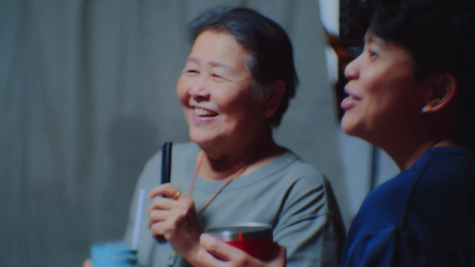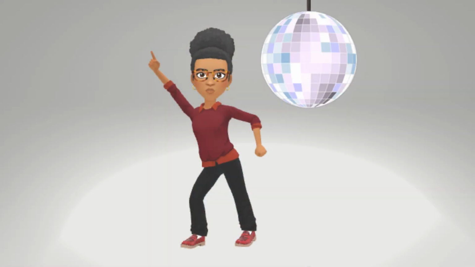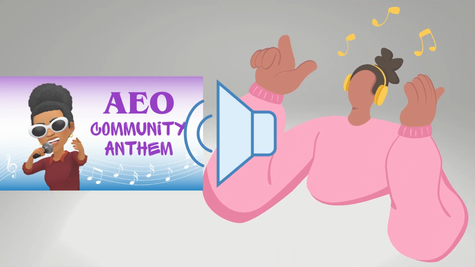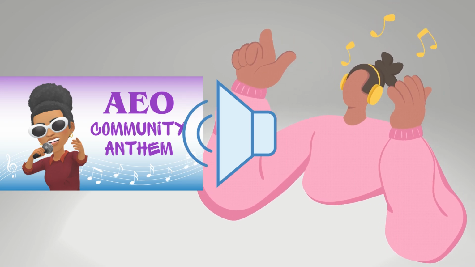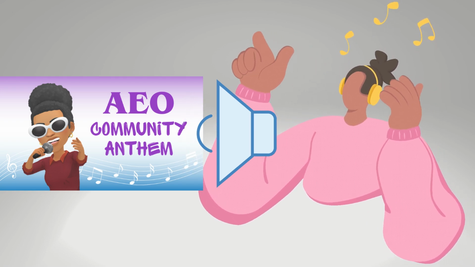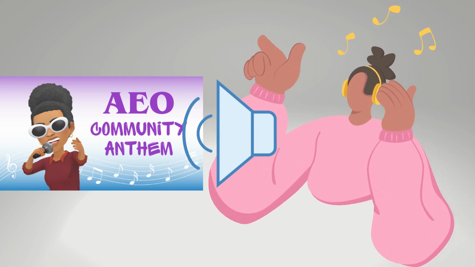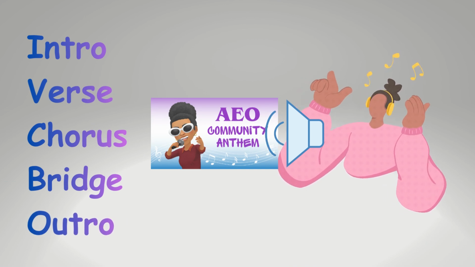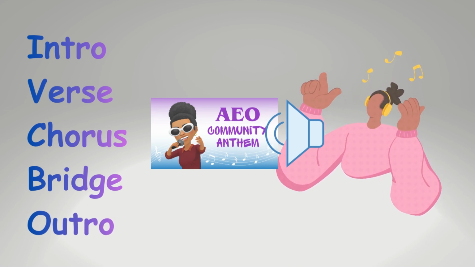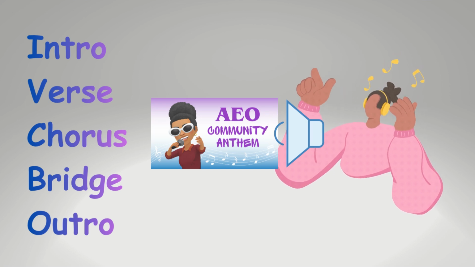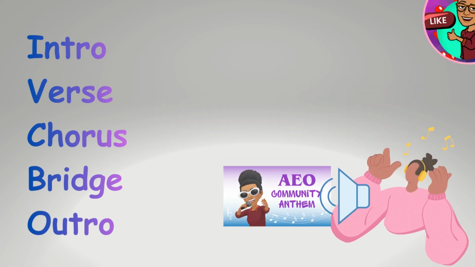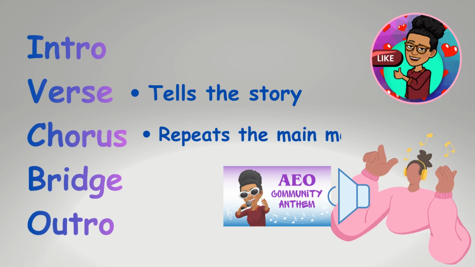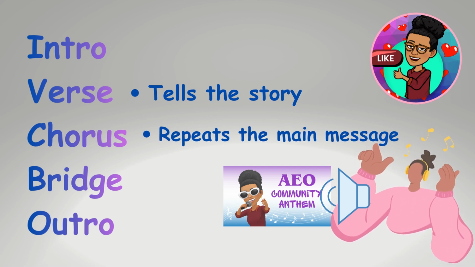So, let's start with how you might use this as a warmer. First of all, you tell your students that they are going to listen to a song and identify its different parts. At this stage, you can quickly elicit or introduce key terms such as intro, verse, chorus, bridge, and outro. There is no need for long explanations here because a simple idea is enough. For example, you might say that the verse usually tells the story, while the chorus is the part that repeats and carries the main message.